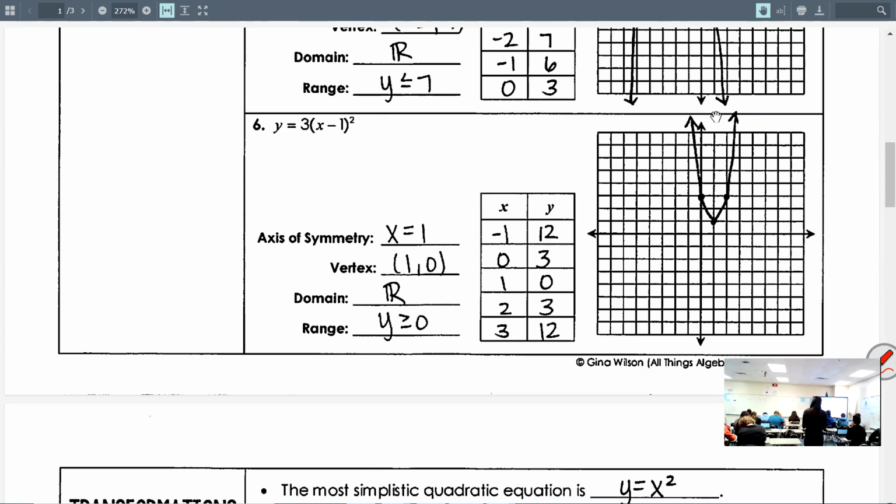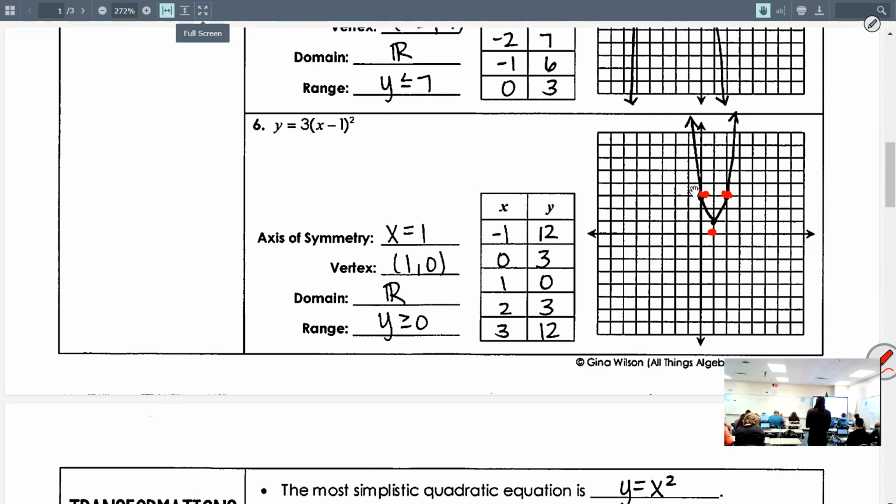What point is incorrect on this picture? The (1, 0). (1, 0) would actually be here. All right, but other than that, that's the only mistake they made. They put (0, 3) in the right spot and (2, 3) in the right spot. We couldn't really graph (-1, 12) or (3, 12) because the x's don't go that high, but just draw it with your arrows. You know it goes on infinitely.